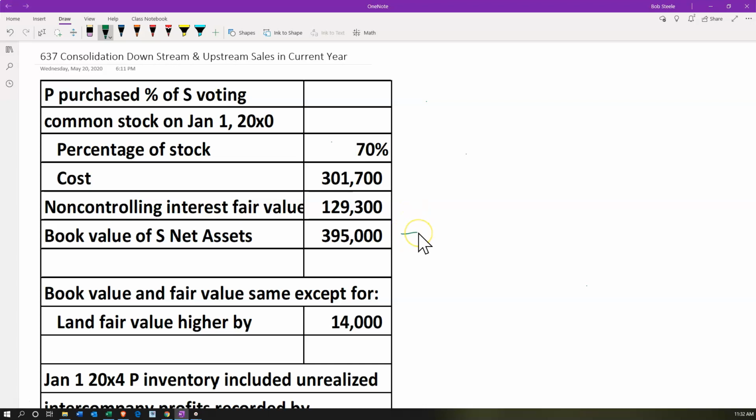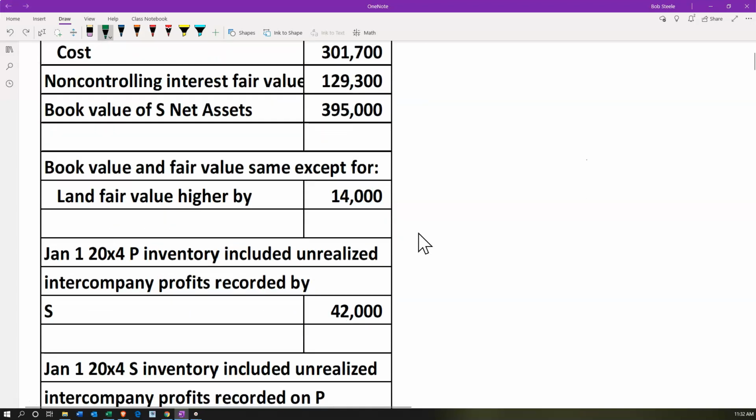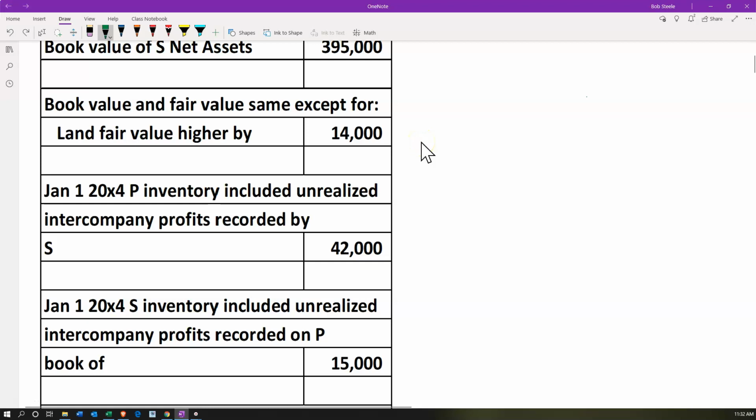Then we have the book value of S's net assets at the point of purchase, meaning assets minus liabilities, or the equity section as of the point of purchase, January 20X0, which is the 395. Then we have book and fair value the same, meaning at the point in time of purchase, the book value was the same as the fair value except for a valuation of the land, which was higher by $14,000 at that point in time. Note we have land here, which is not a depreciable item, so we won't have to deal with depreciation since that point, but we will have that difference.